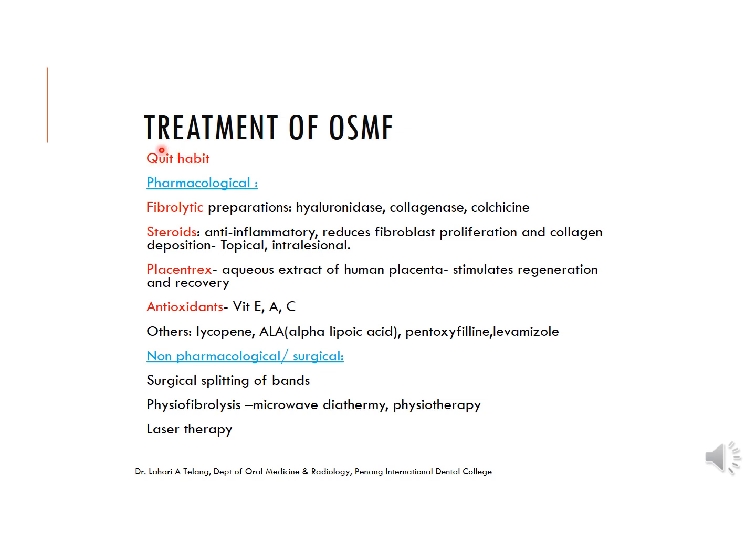So the pharmacological methods of treating would be giving fibrinolytic preparations like hyaluronidase, collagenase, colchicine, steroids, which are anti-inflammatory and reduce fibroblast proliferation and collagen deposition. They can be either topical or injected into and around the area where the lesions are seen. Intralesional injections can be given.